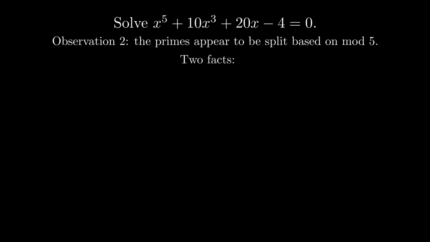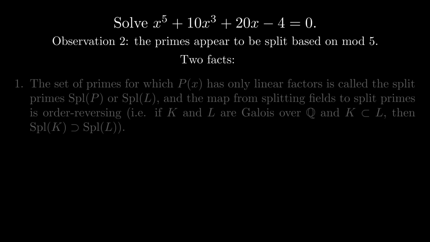To use this, we use 2 facts about the set of split primes. The split primes are the primes for which the polynomial factors completely, the ones of the 1-1-1 factorization type. It turns out that except for the primes we excluded at the beginning, here those being 2, 3, and 5, the split primes for any polynomial that generates the same Galois extension are all the same, so the split primes depend only on the field itself, not the specific polynomial.